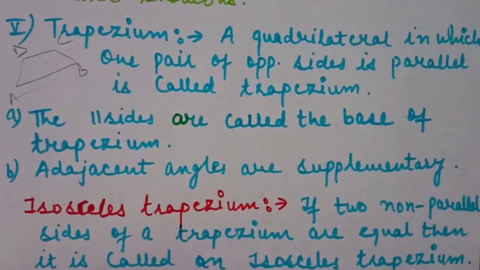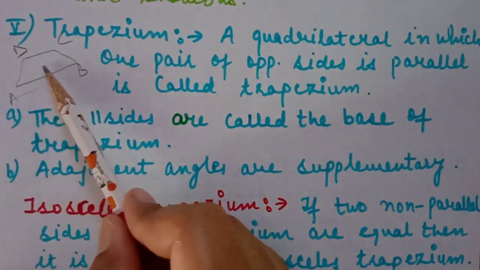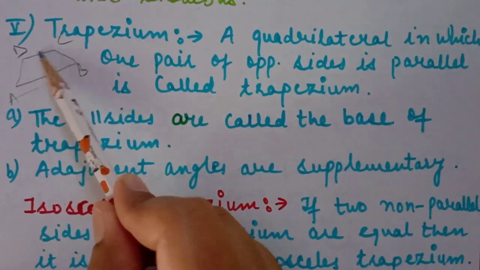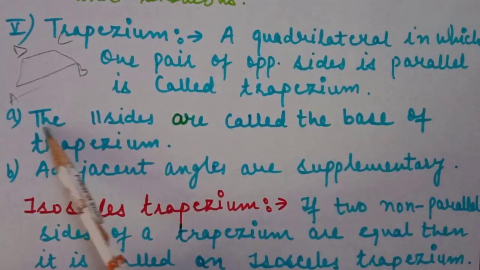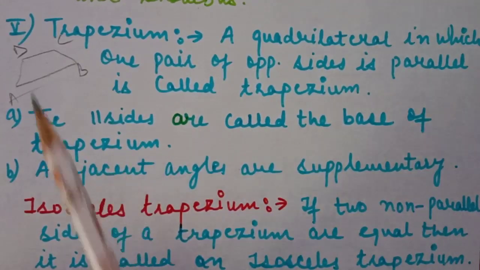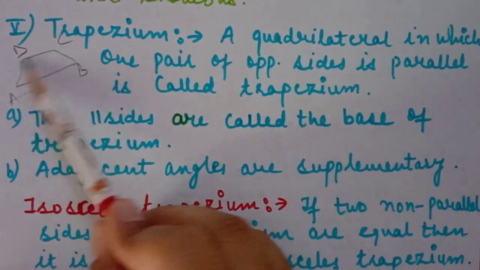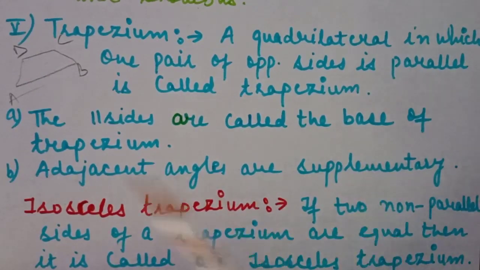In all the diagrams or types we already learned, both pairs of sides are parallel to each other. But a trapezium is a special case. Only one pair is parallel to each other, and the other pair is not parallel. The parallel sides are called the bases of a trapezium, and adjacent angles are supplementary.